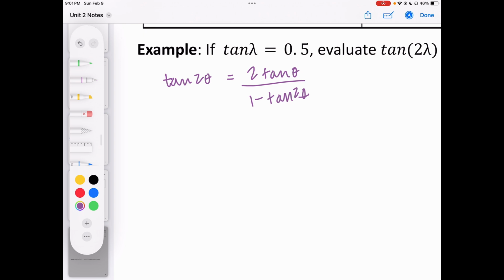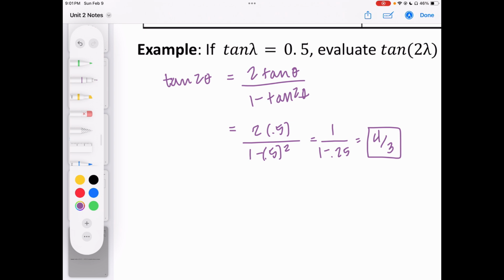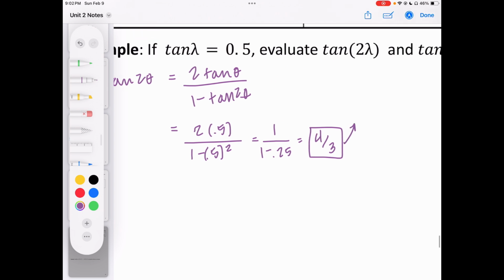Now, we have tangent of theta, or in this case gamma, to be 0.5, so all we need to do is plug in right now. We'll go ahead and plug in 0.5 over 1 minus 0.5 squared. All we need to do is simplify. We have 1 over 1 minus 0.25, so we have a final answer of, let's see, 4/3. Okay, that's going to be the answer for 2 theta, or gamma, I guess I should say.